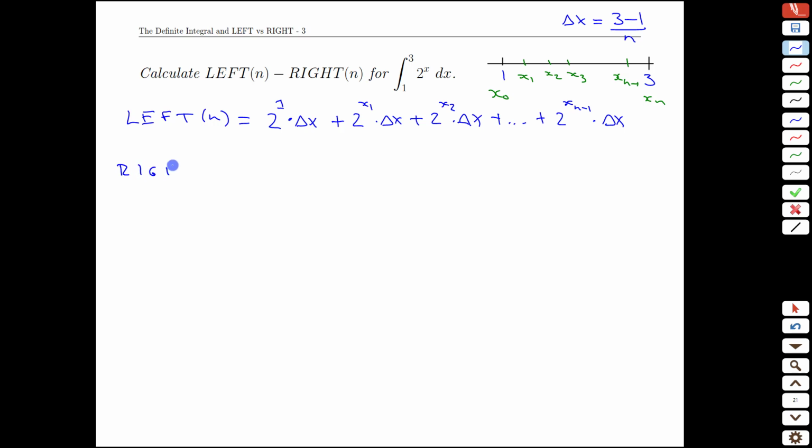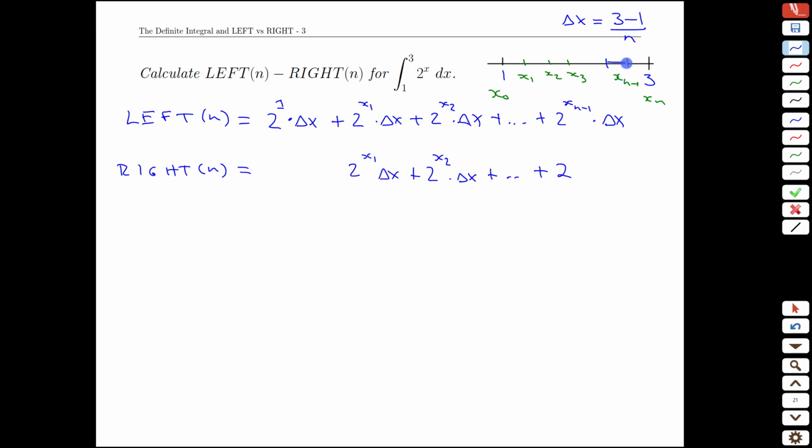How does that compare to the right-hand sum? Well, for the right-hand sum, we don't use the x0 value. We start off at 2 to the x1. I'm going to put it aligned here. You'll see why in a second. On the second interval, we would use the x2, so that'll show up as well. We'd have a sum. On this second last interval, we would use x n minus 1.